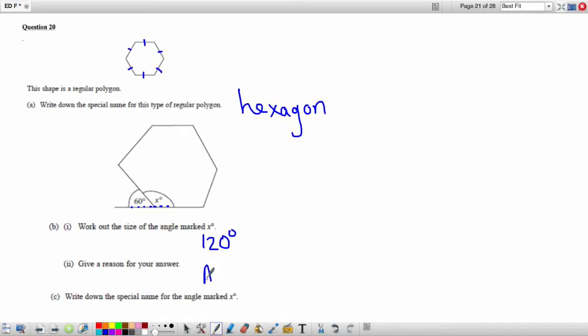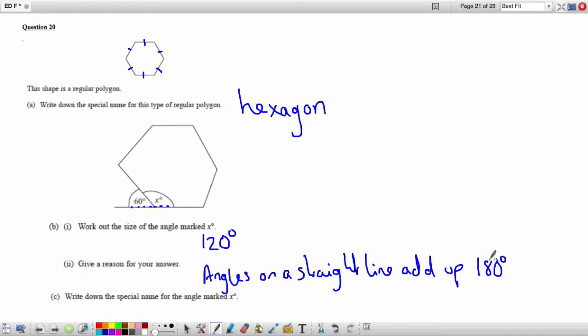Writing down the reason: angles on a straight line add up to 180. We're then asked to write down the special name of the angle marked X. This angle is greater than 90 but less than 180. Therefore, it is called an obtuse angle.